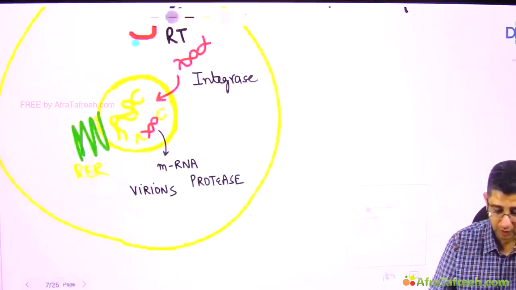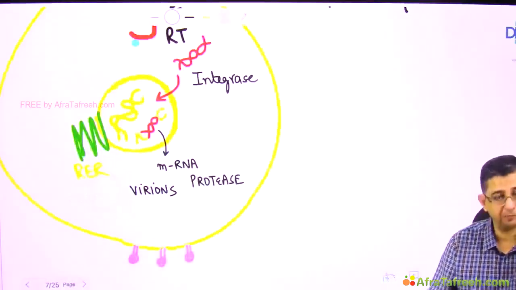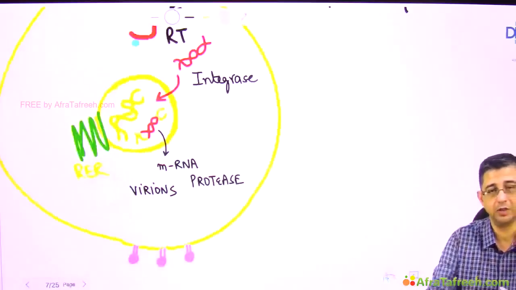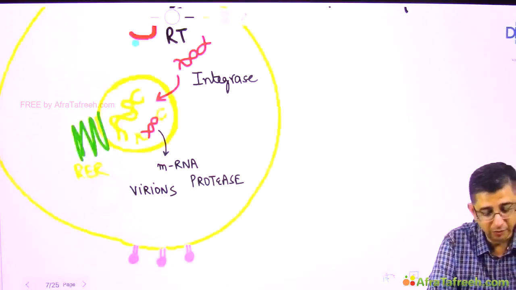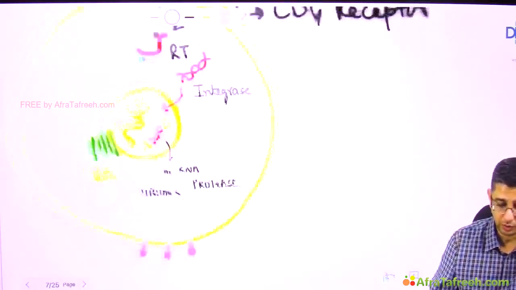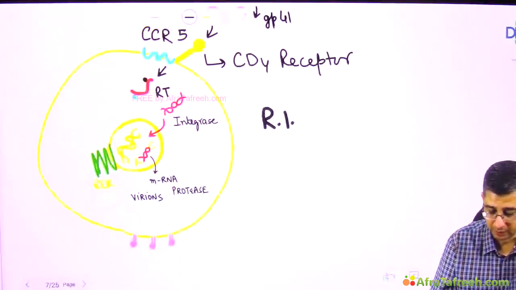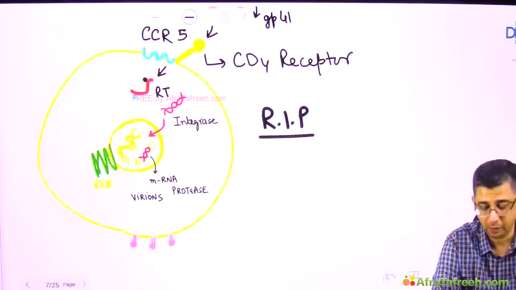And just for representational sake, I have here shown the budding of GP120 onto the surface of the CD4 cell, and very soon, this cell would be having these baby virions, which would be released into the circulation and would be affecting the other CD4 cells as well. So you can remember from the sequence here, RIP, that is reverse transcriptase, integrase, and protease are three enzymes that will play an important role.